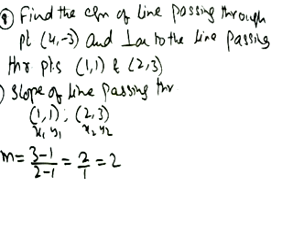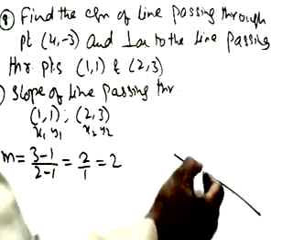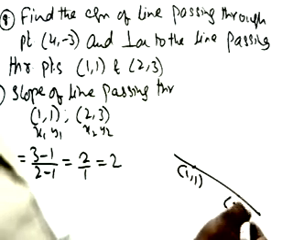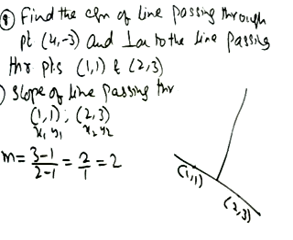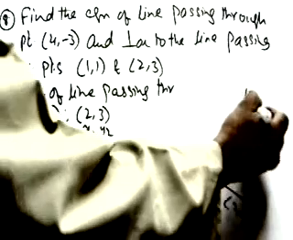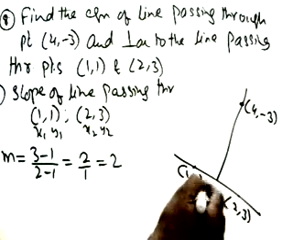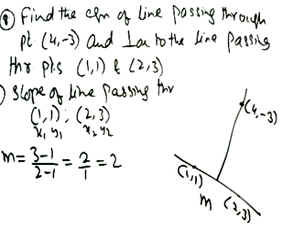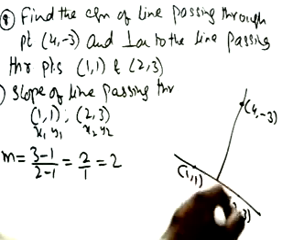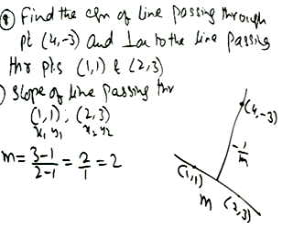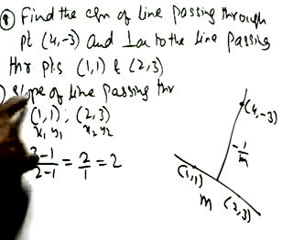Now see the next question. Find the equation of the line passing through the point and perpendicular to the line joining the points. Suppose we have one line joining (1, 1) and (2, 3). We have to find a line perpendicular to this and passing through (4, -3). Let us find the slope of this line. Suppose this line's slope is m. Since the required line is perpendicular, its slope will be -1/m.